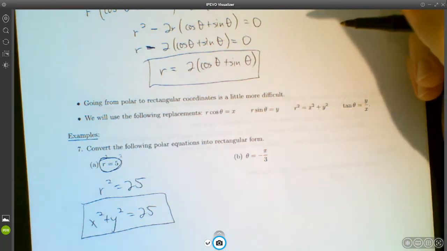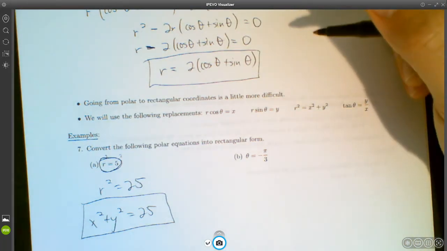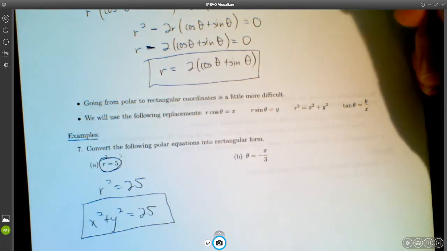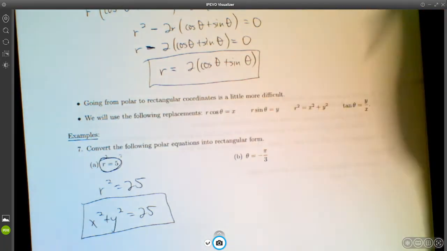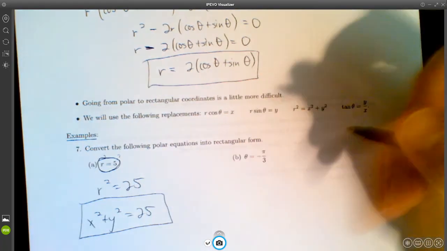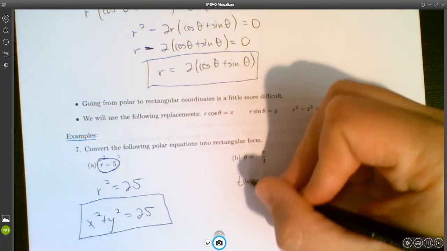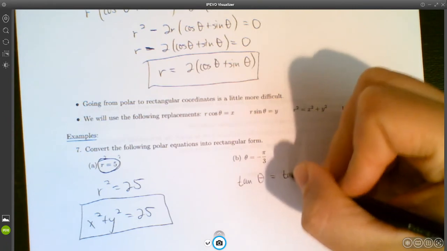Let's do part B. Theta equals negative pi over 3. So the standard trick whenever you're confronted with something like this is to just go ahead and take tangent to both sides, right? If theta equals negative pi over 3, then certainly tangent theta equals tangent of negative pi over 3.